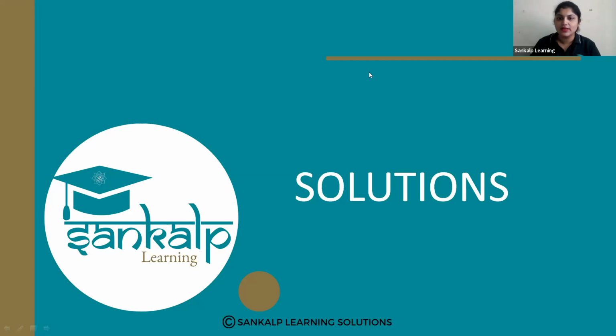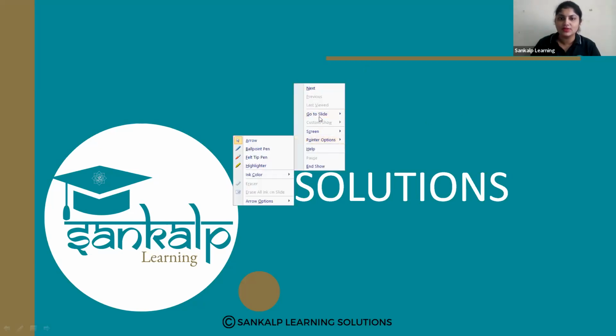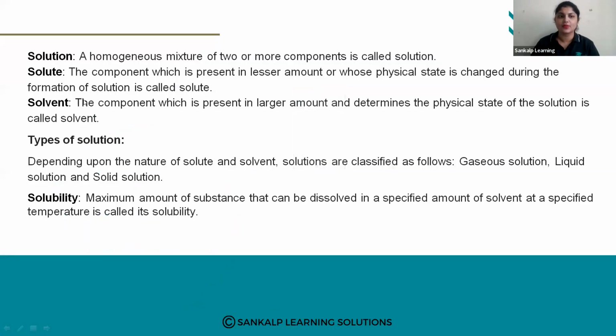Yes. So what are solutions? What did we discuss in the last chapter in solutions? What is a solution? A solution is a homogeneous mixture. We have seen what mixtures are. There are two types of mixtures, homogeneous mixtures and heterogeneous mixtures, right? So with solutions, we are studying completely about homogeneous mixtures.